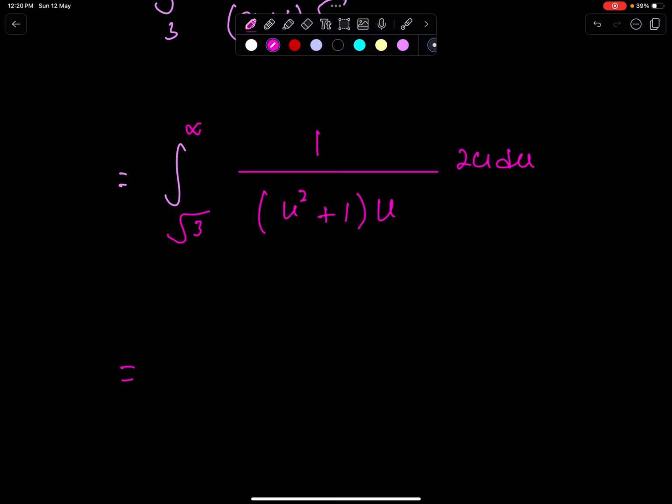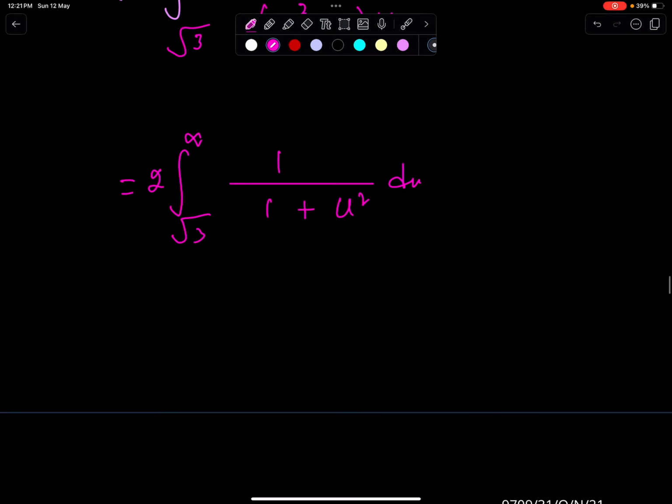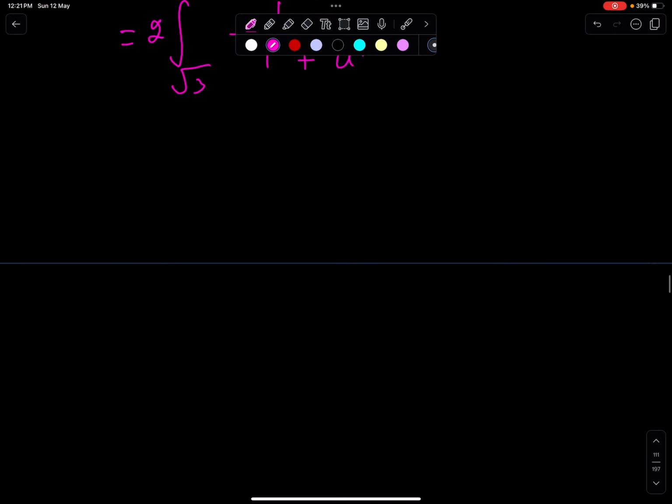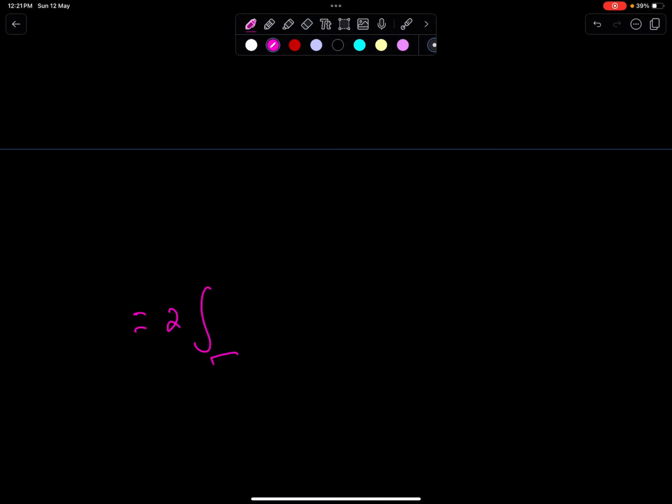Let's integrate this. First, simplify this. Root 3 to infinite. Cancel these two u's. So we have 2 upon, we can bring this to outside the integral to make this integral simple. And we have u square plus 1, which we can write as 1 plus u square du. See, 2 under root 3 to infinite, 1 square and 1 times u square.